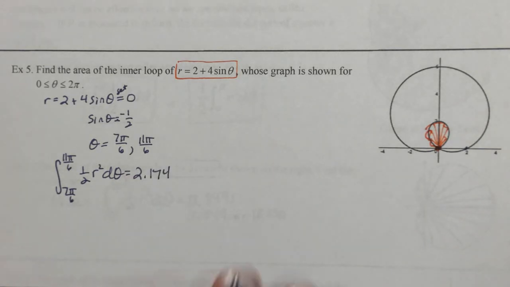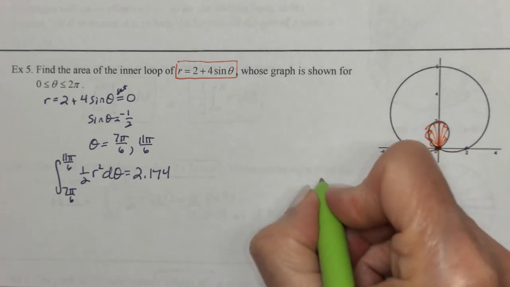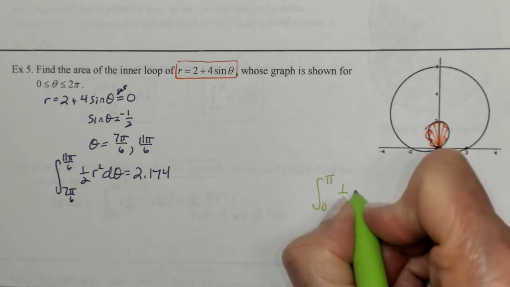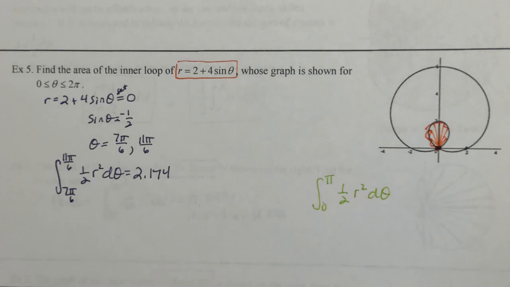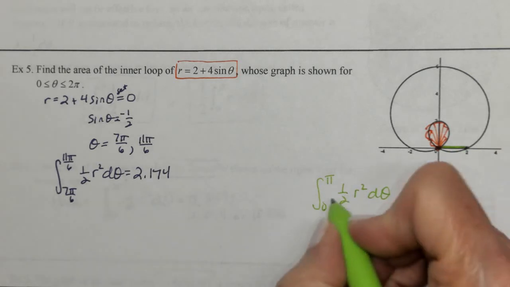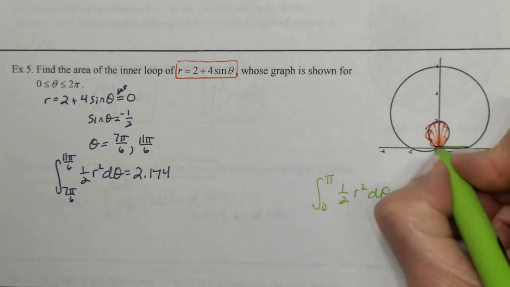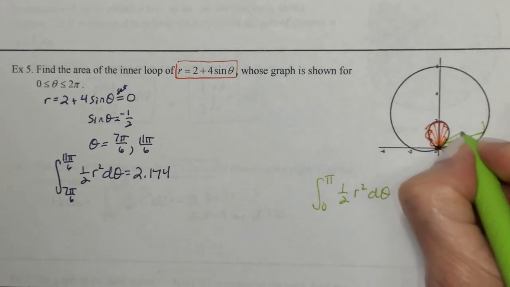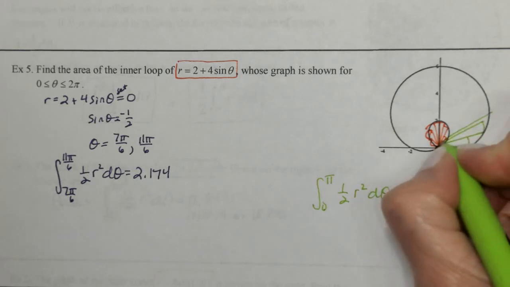All right. Before we leave this little graph, let me ask you a question. What if we have the integral from 0 to pi of 1/2 r squared d theta? What would that give us? What would 0 to pi give us? Okay. Well, 0 starts right here. We already talked about that. If we're going to go from 0 to pi, the first arc will be here, the next arc will be here. And then we're keeping on going, right?